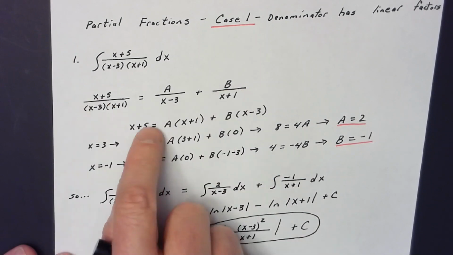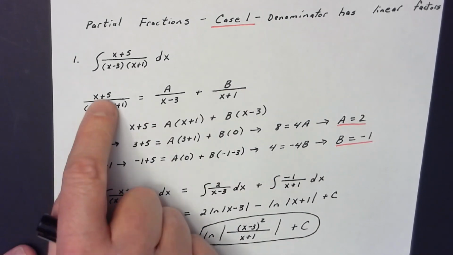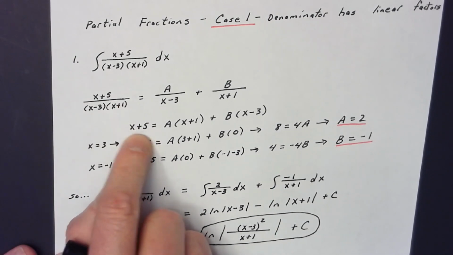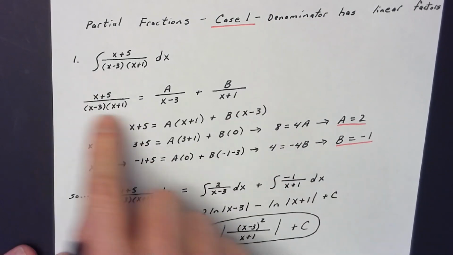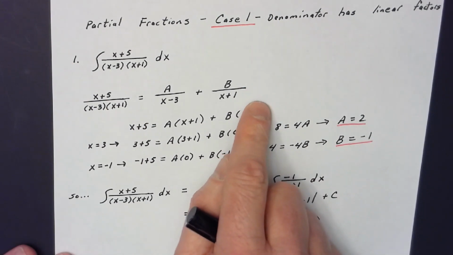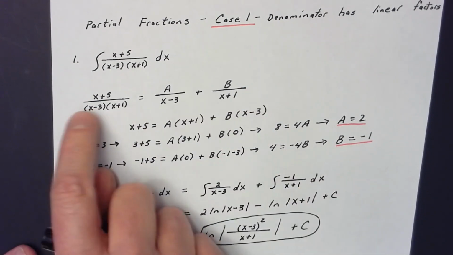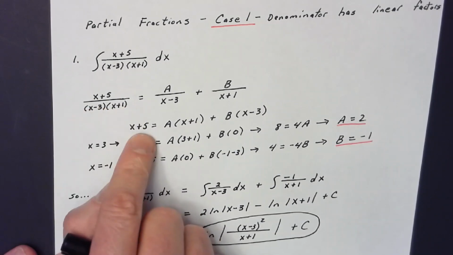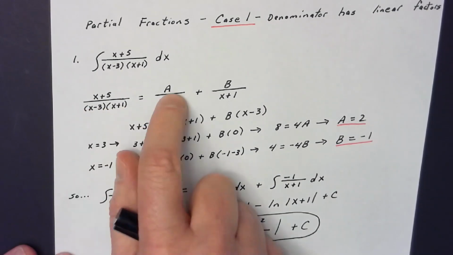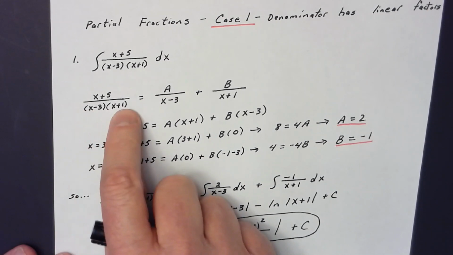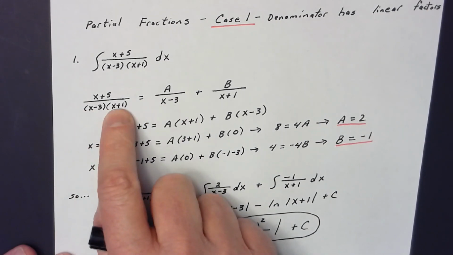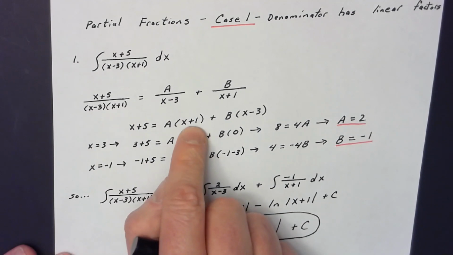So what I've done from this step to this step, notice the left-hand side, it was the entire fraction. Now it's just the numerator. Well, all I've done is I've multiplied the entire equation that I've designed by the least common denominator of x minus 3, x plus 1. That gets rid of it on the left-hand side. On the right-hand side, if you multiply by x minus 3 and x plus 1, the a is only going to be multiplied by x plus 1 because the x minus 3 canceled.